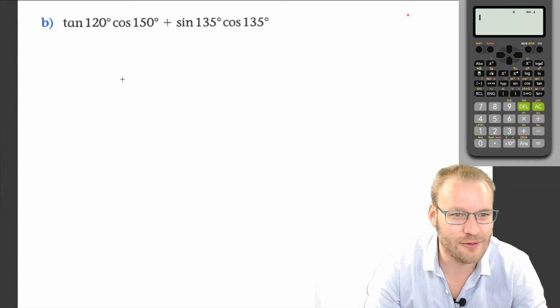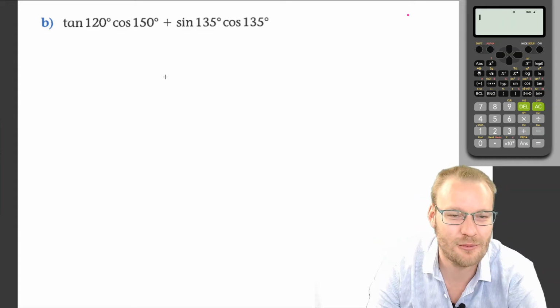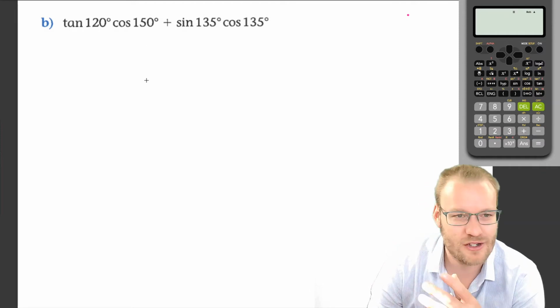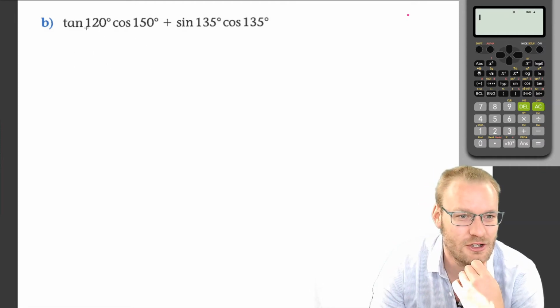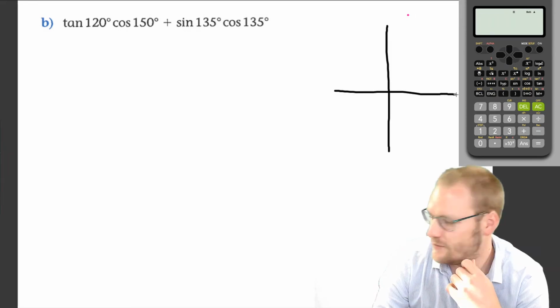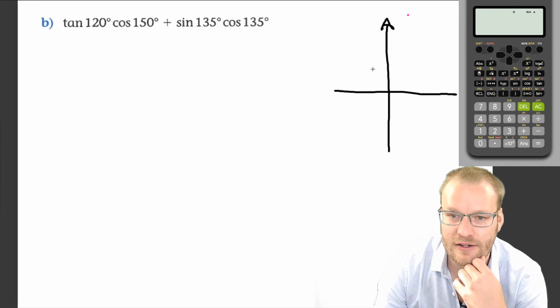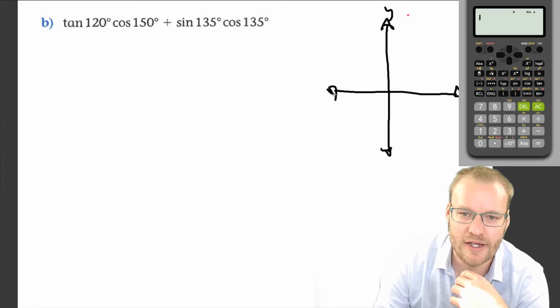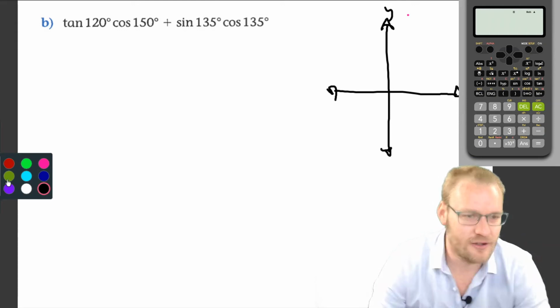Question 4b, and we've got this whole long complicated expression. Remember, the key here is just reducing it to the acute angles. So let's have our CAST diagram here at the ready, and we don't even need the arrowheads, but I'm going to draw them. X, Y, and look at our various components.